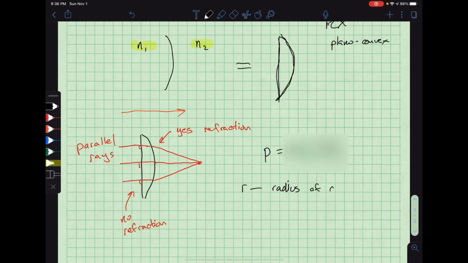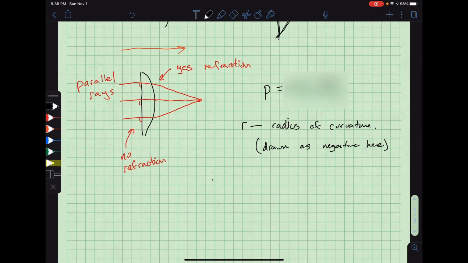So radius of curvature. I've drawn these here as negative. So we can say negative R would look like this kind of a shape. Positive R would be this kind of shape, because the center of curvature would be left for the negative case. This is R, and the center of curvature is to the right here. Again, both of these would be assuming light is traveling this direction to the right.